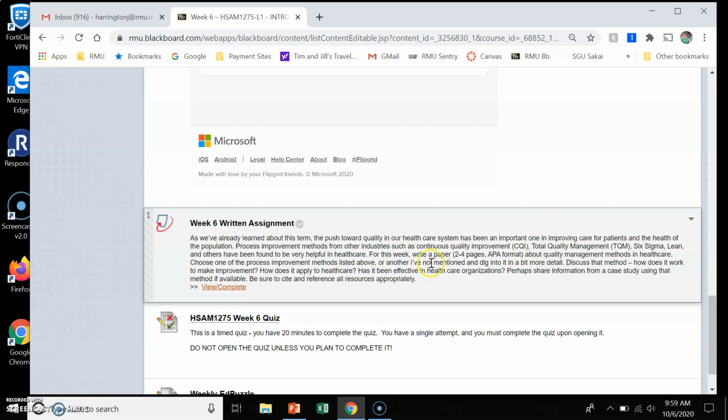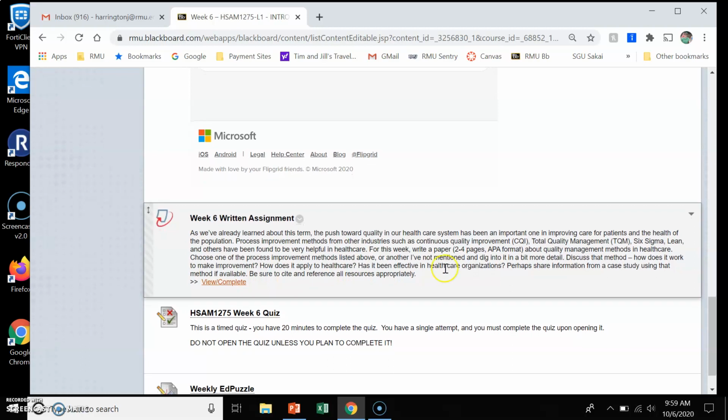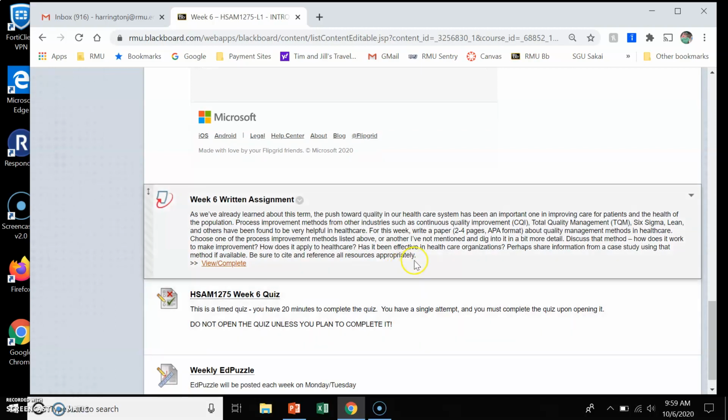So take one of those process improvements, dig into it in a little more detail, and tell me about it. How does it work to make improvements? How does it apply to healthcare, because most of these started in manufacturing? So how does it apply to healthcare? Has it been effective in healthcare?